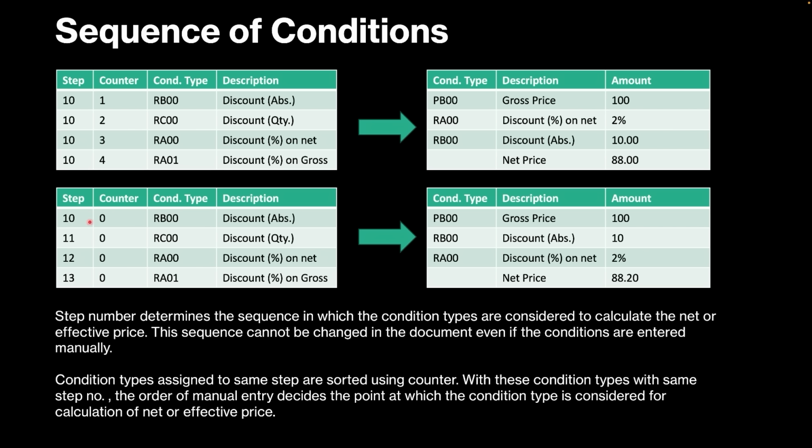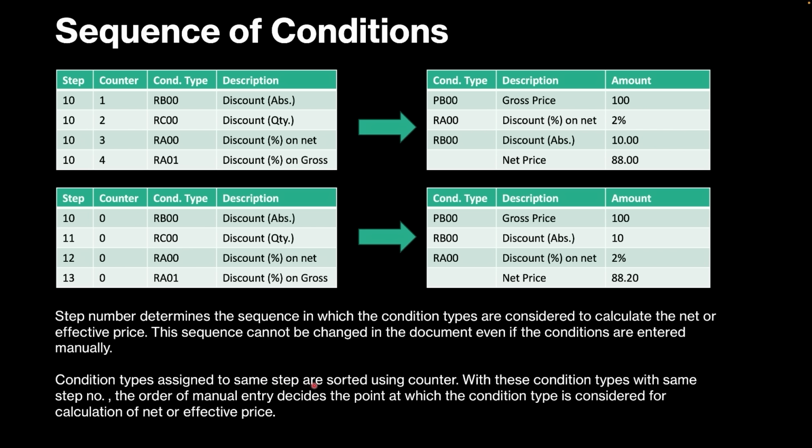So this step plays a very significant role. Based on the step only, the system will decide the sequence in which the calculation is to be done. And you can see in this case, first the system will apply this discount of 10 rupees, then will calculate 90 rupees from here, then will apply this 2% discount on 90 rupees and finally calculate the net price as 88.2 rupees. So you can see here, the step number determines the sequence in which the condition types are considered to calculate the net or effective price. This sequence cannot be changed in the document even if the conditions are entered manually.